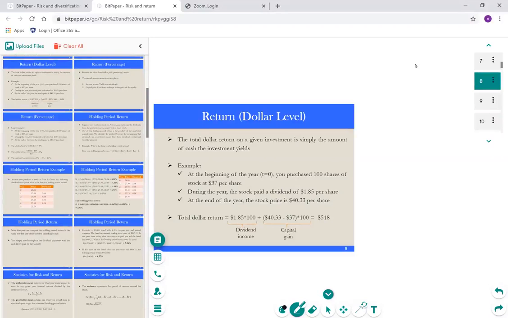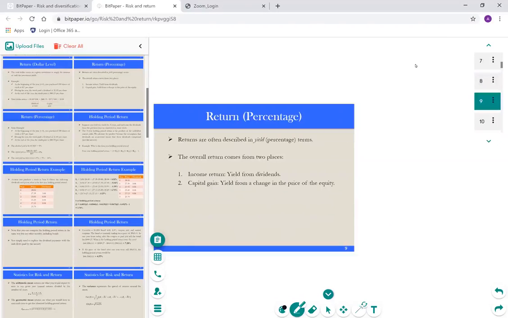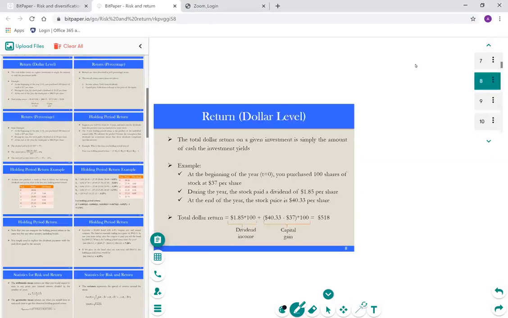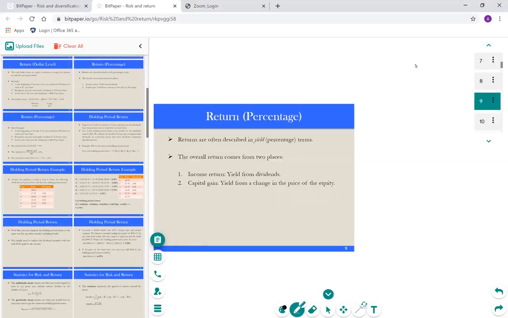And we went through some of these examples last time. We talked about how you can express the returns in dollar levels. That's what's being done here on this slide. And then you could also convert that to percentage returns. That would be an expression of a yield. And really what you just do to obtain that is you divide the dollar return or the dollar income by what the price of that stock was at the beginning of the year.